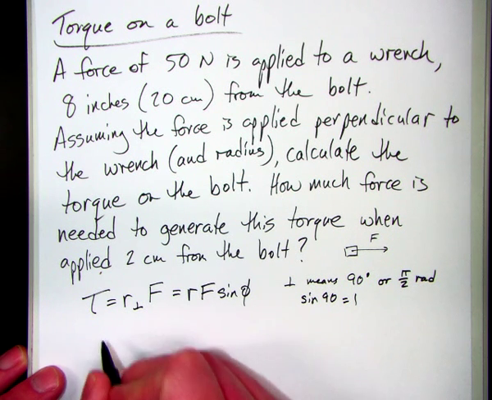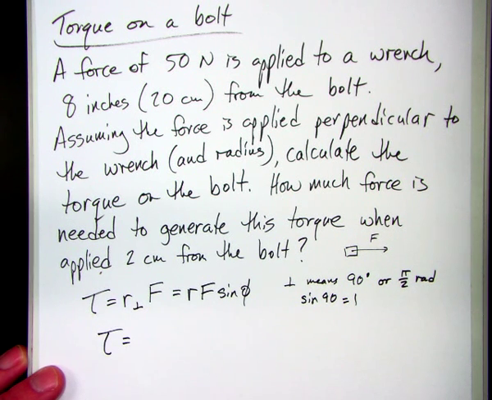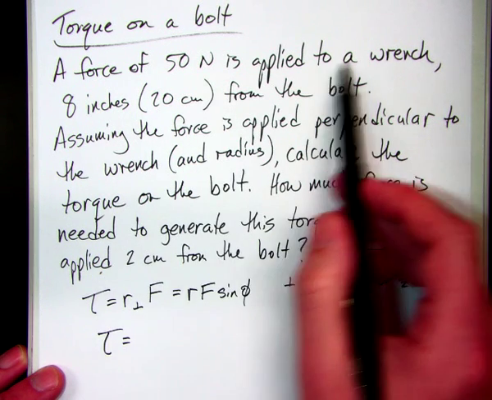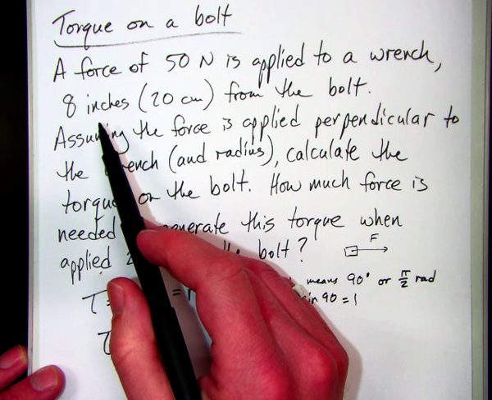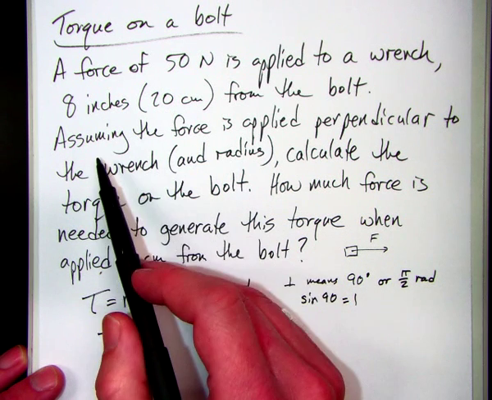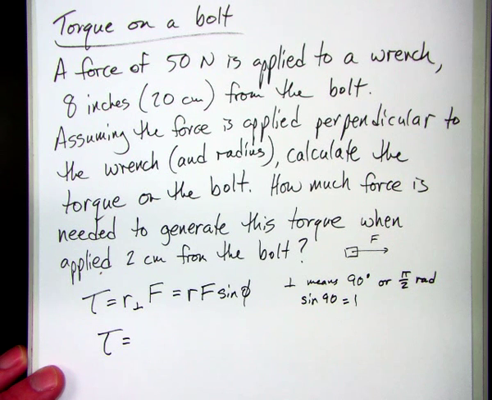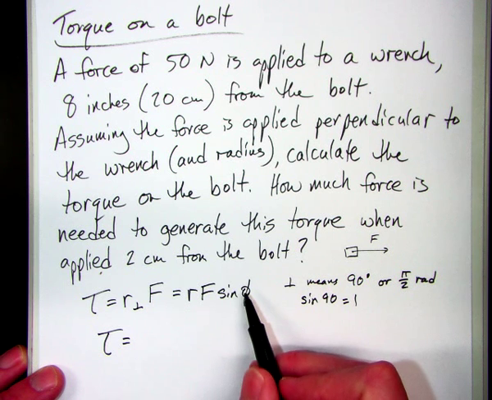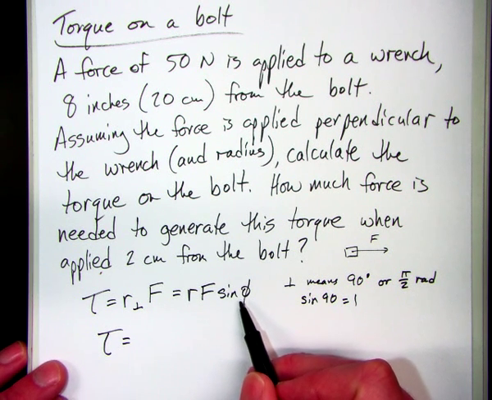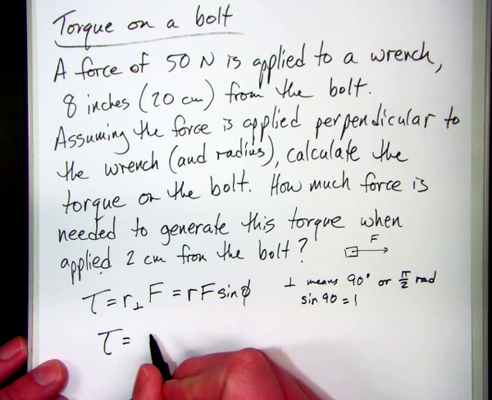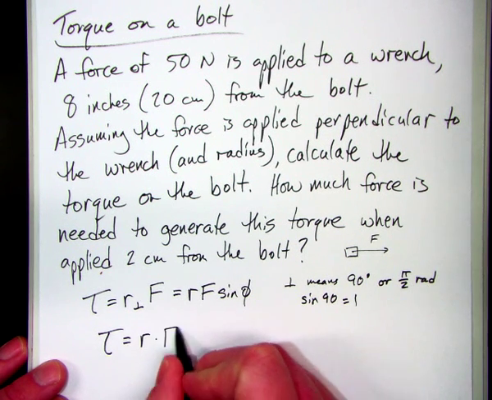So torque, the torque on a wrench. In this problem we have a force of 50 newtons applied to a wrench. It's applied 8 inches from the bolt, which is 20 centimeters. Assuming the force is applied perpendicular to the wrench, and therefore perpendicular to the radius, calculate the torque on the bolt. Now, if there were any angle other than 90, I would keep this sine of phi in there and put the angle that it made. But in this case, it is perpendicular, so I can simply say the radius times the force.